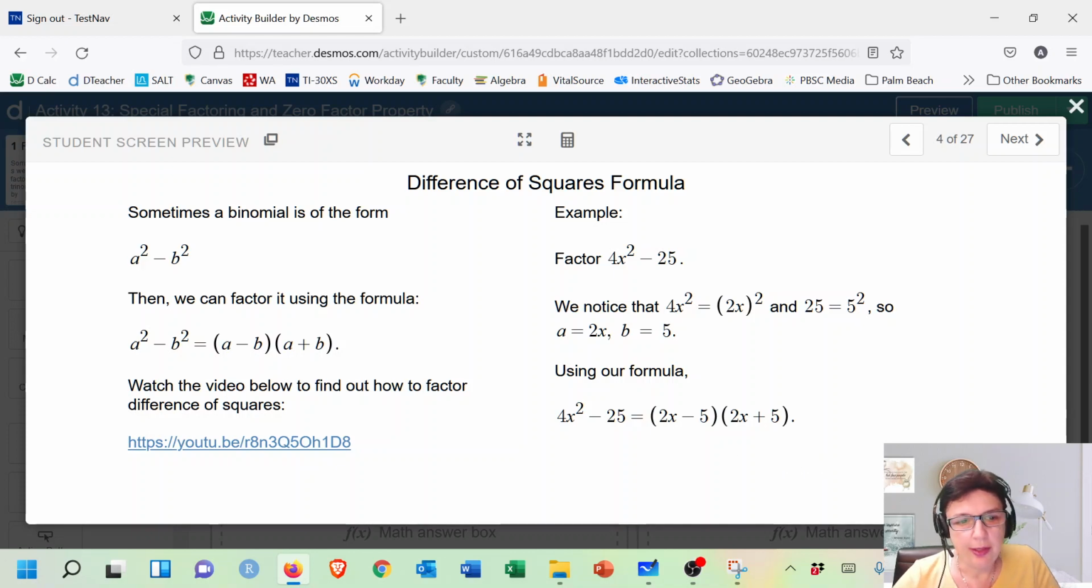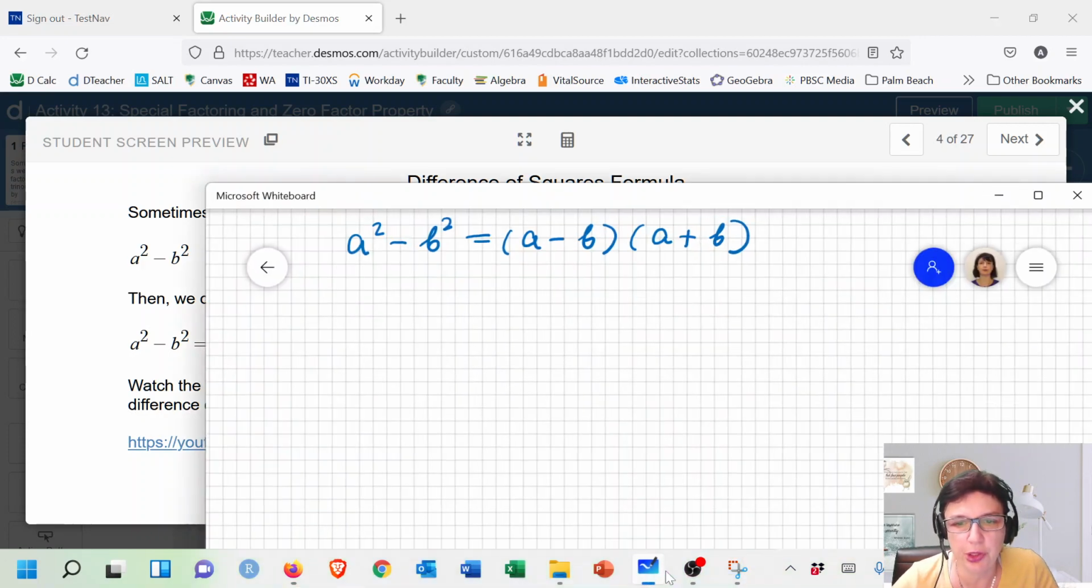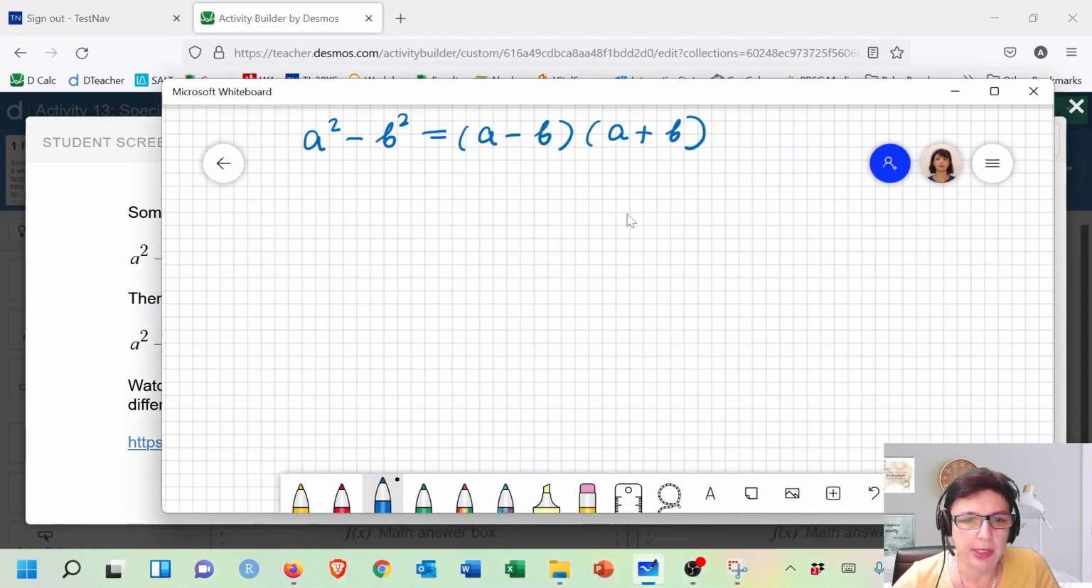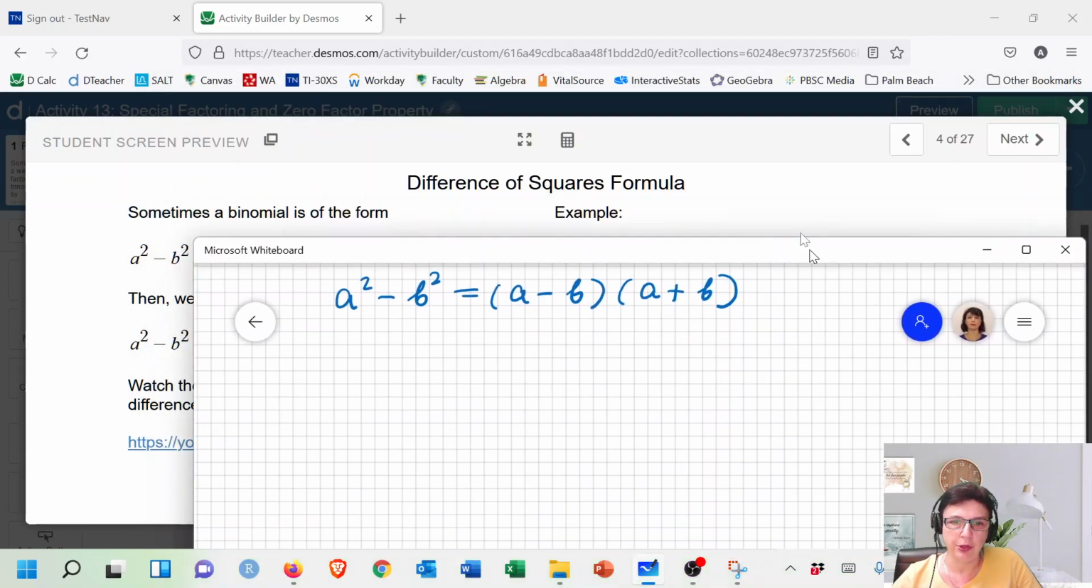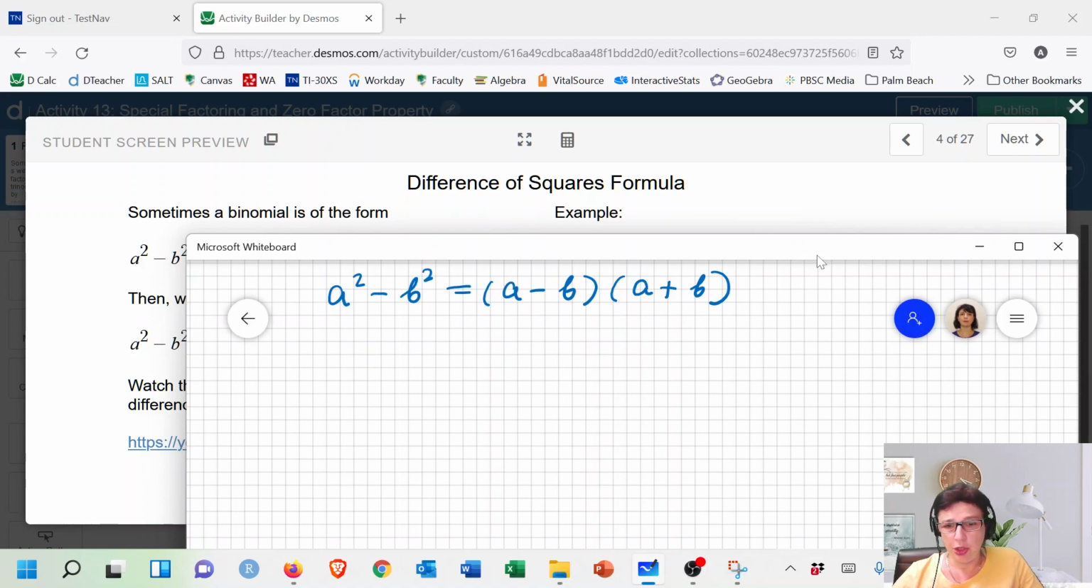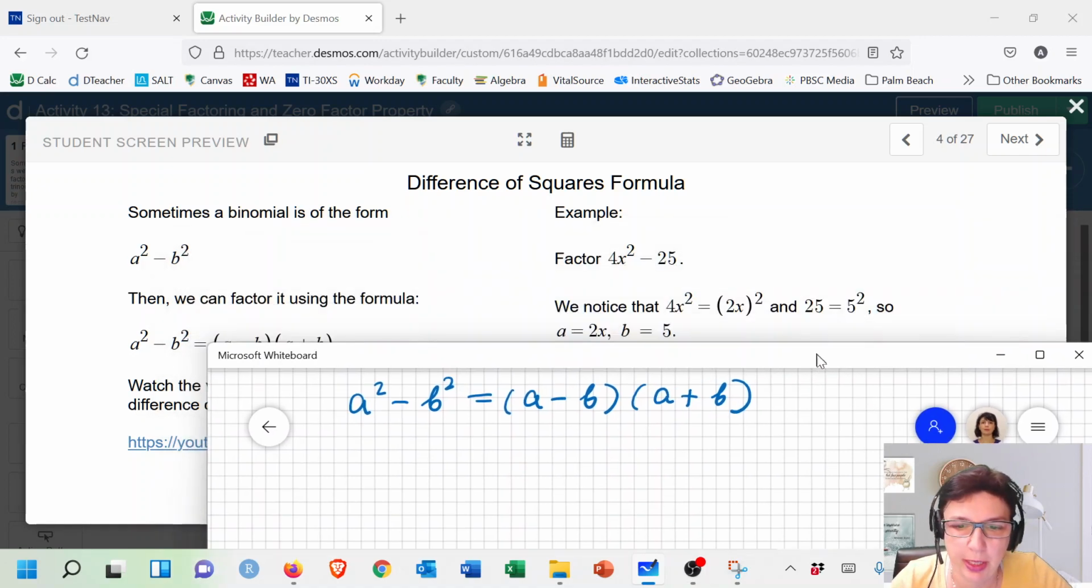Okay, everyone. In this next video, we're looking at squares again, but this time we are looking at the difference of squares formula. This looks like the square of some number minus the square of another number is the first number minus the second number multiplied by the first number plus the second number. So when you're factoring a difference of squares, you just use the formula, but you have to understand what A and what B are. That's your goal.